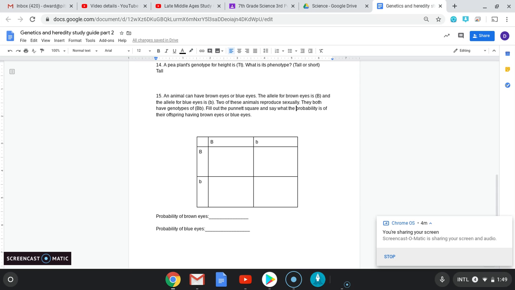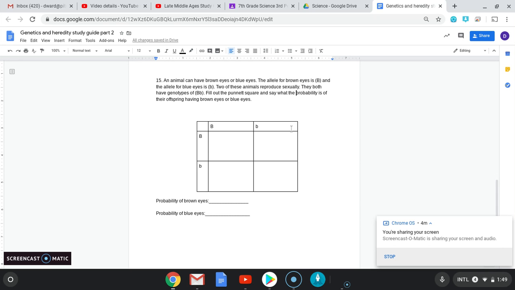Okay, so capital B, lowercase b for each of the parents. So this offspring is going to have two capital B's, right? This one's going to have a capital from over here and a lowercase from up there. This one's going to have a capital from up here and a lowercase from over there. And this one's going to have two lowercases.